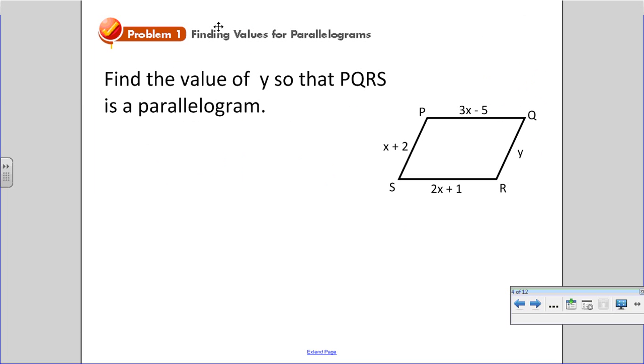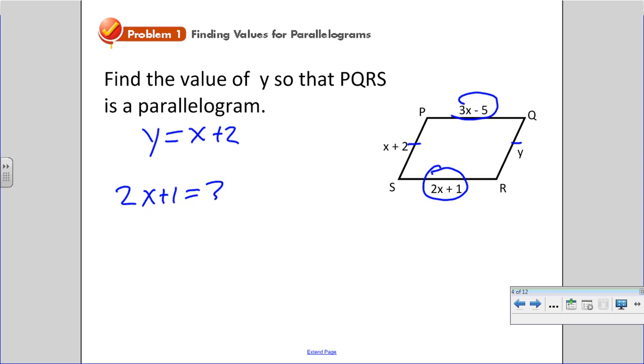So when we look at problems like this that are algebraic, it says find the value of y so that PQRS is indeed a parallelogram. Well, we know that the opposite sides must be congruent. So we know that y is equal to x plus 2. We also know that we have these two sides that are opposite and need to be congruent. So we have 2x plus 1 is equal to 3x minus 5.